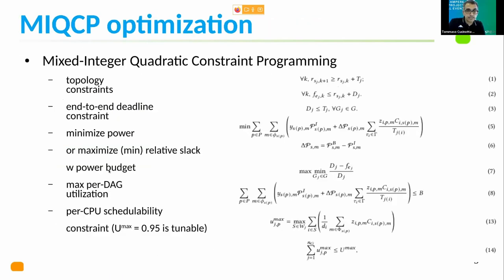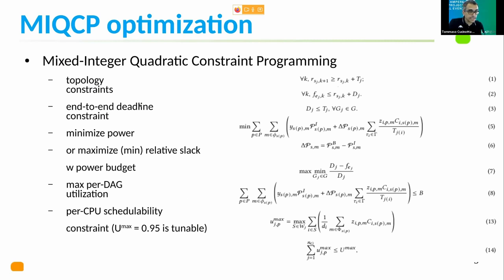Overall, we can model our optimization system as a mixed integer quadratic constraint programming problem, which I'm not going to explain in detail. But the important thing is that we have a number of topology constraints, and a number of constraints dealing with the end-to-end deadline. Then we have the objectives, which can be specified in two ways: either minimizing the average power consumption of the system, or maximizing the minimum relative slack across the deployed end-to-end deadlines, end-to-end DAGs. And we will see how to use this in a moment.